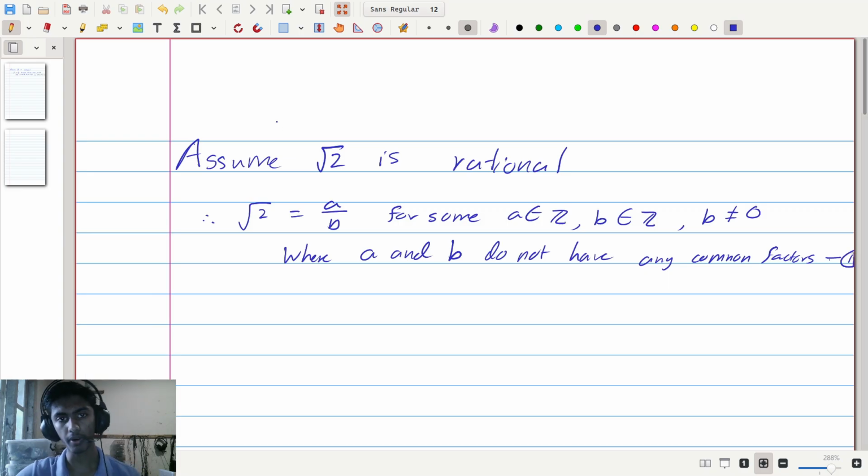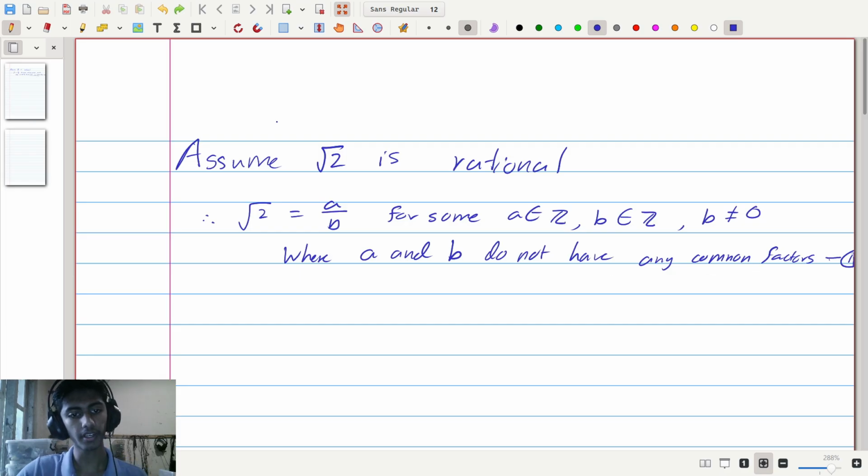We're going to call this statement number 1, which we're going to use later. So this is the assumption we're making: we're assuming that root 2 can be written as a divided by b for some a in the integers, b in the integers, and b not 0, where a and b do not have any common factors.